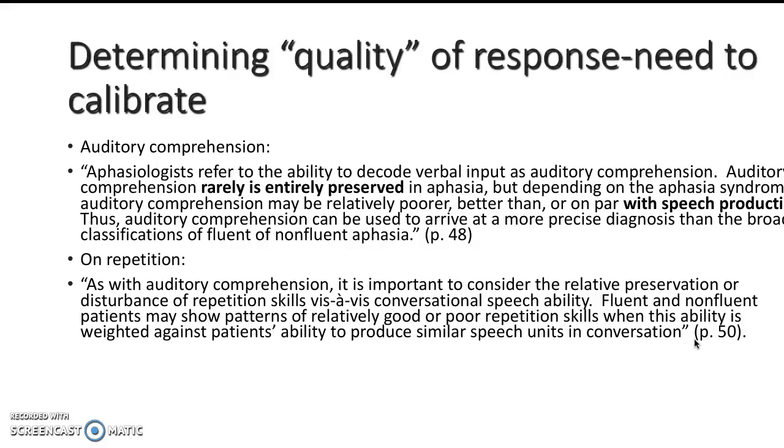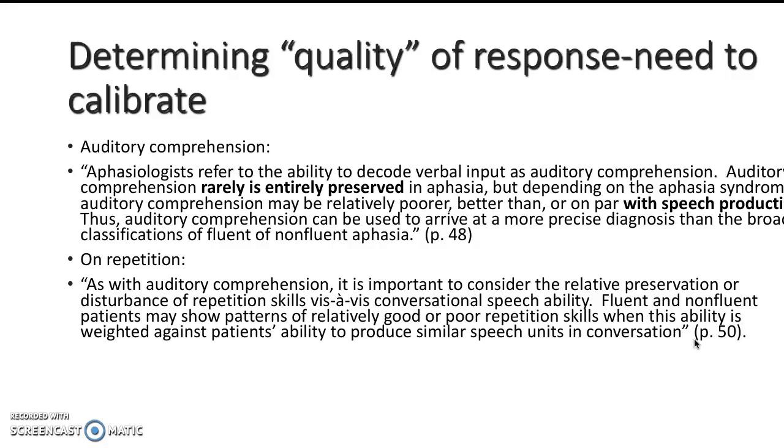So the standard bearer here is that when we're making comparisons for auditory comprehension and repetition, we first have to know what the speech production is like. And the comparison is always to the speech production. It's not our general guess. It's not what we decide. It's not what we think. We're going to compare it to the speech output. That's how we're going to kind of guide ourselves in making these decisions.